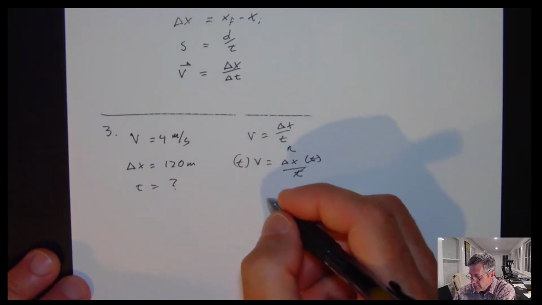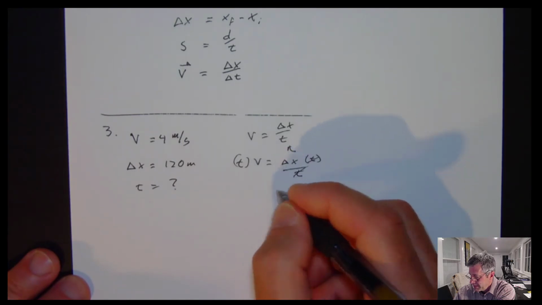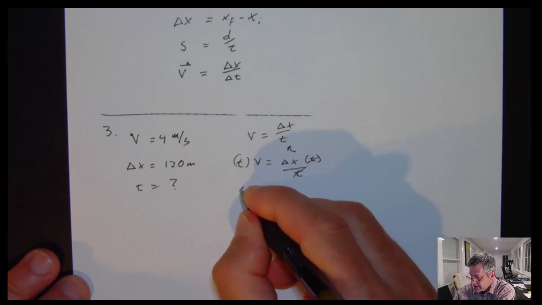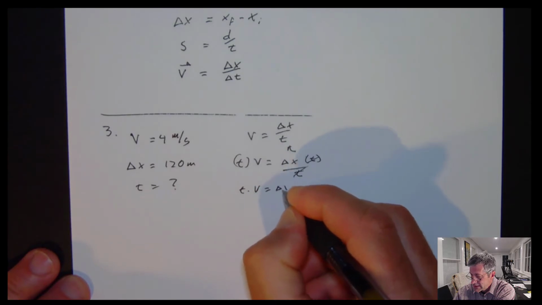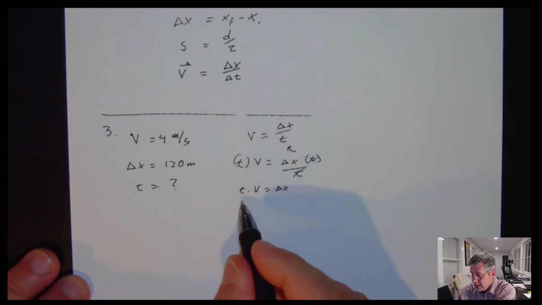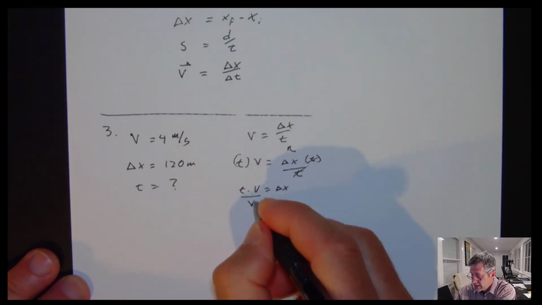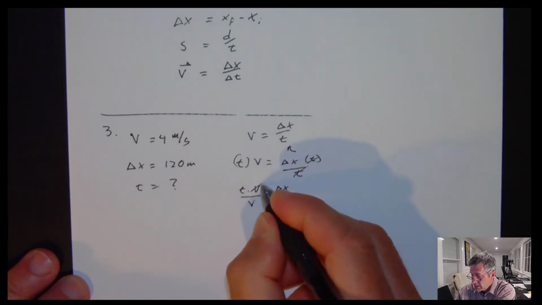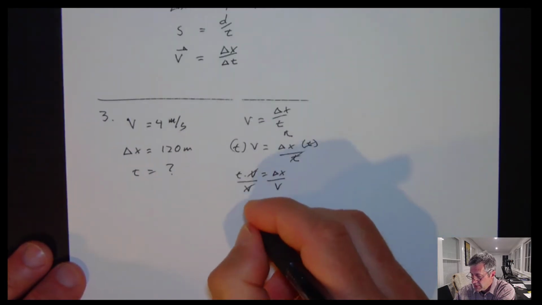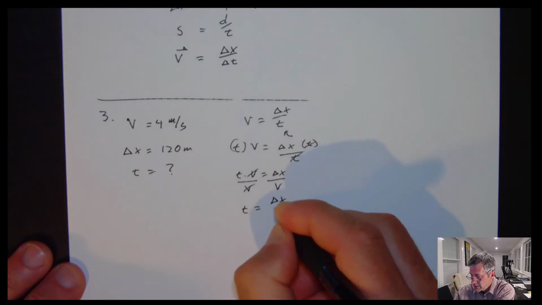And so I'm going to have time times velocity is delta x. And now to get time by itself, I want to divide both sides by velocity. I'll clean this up. So my time is going to be delta x divided by velocity.